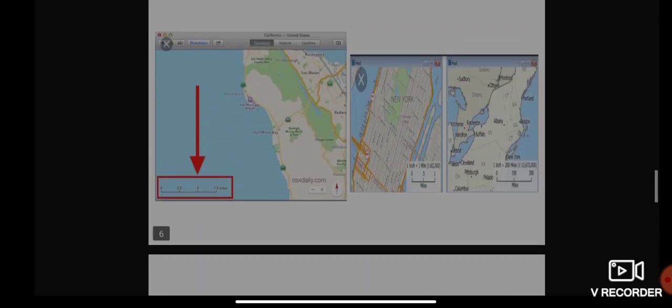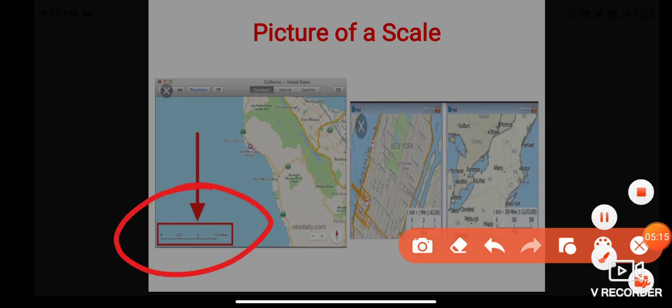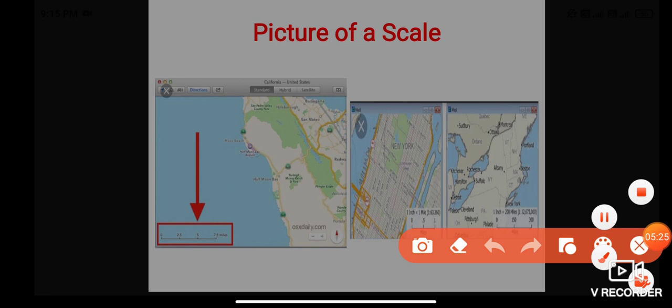So similarly, the question here is, have you noticed the scale given in the maps? Have you noticed the scale that is given on the map? If you see carefully, take the example here.